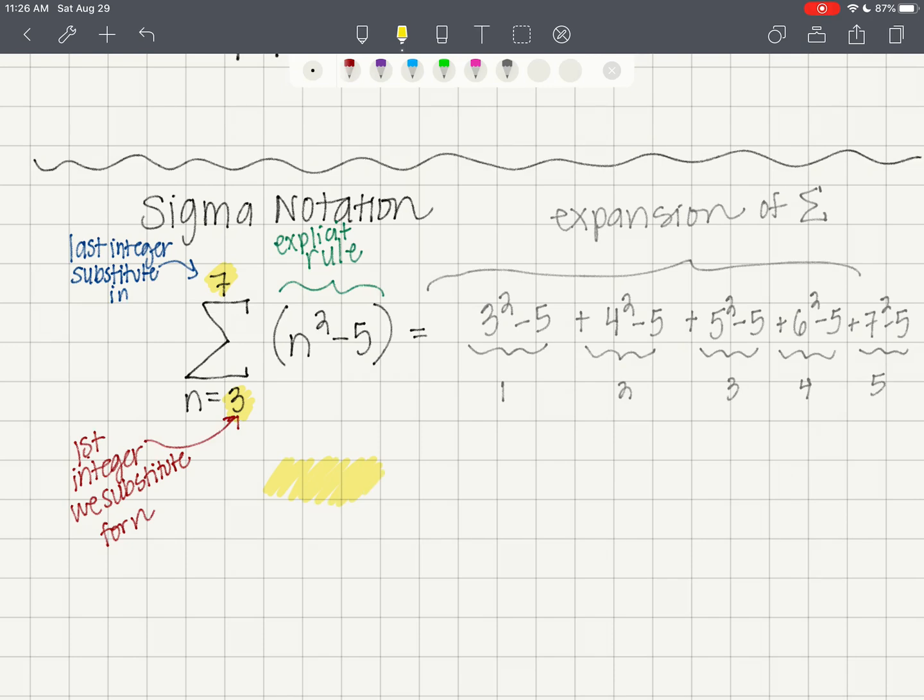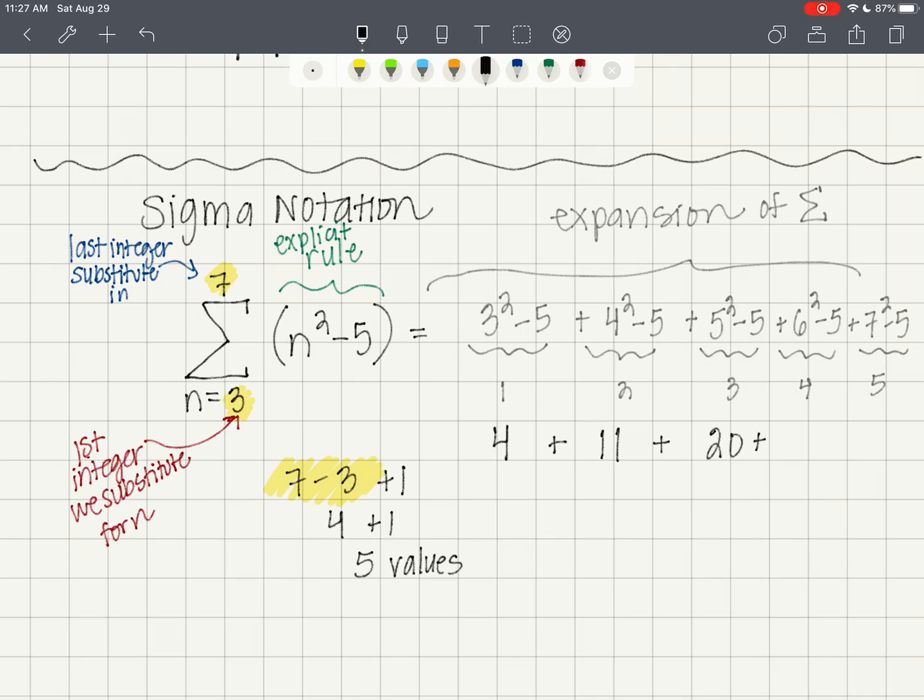So 5 values. How do we get 5 values from 7 and 3? Well, 7 minus 3 is 4, and then add 1 back. So 4 plus 1 is 5 values that we'll be adding together. The first value is 4. The second value, 16 minus 5, is 11. The next value, 25 minus 5, is 20. The next value, 36 minus 5, is 31. And then the next one is 49 minus 5, which is 44.